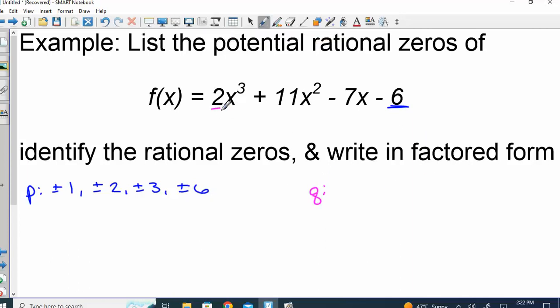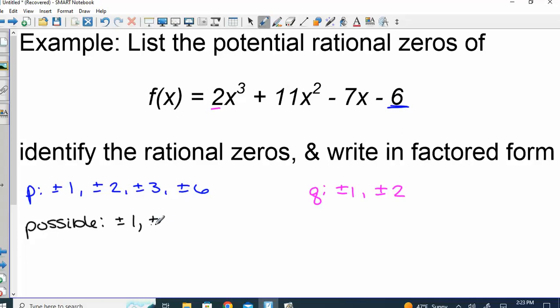Q comes from the leading coefficient. So if I have a 2, what is everything that evenly divides 2? And again, to get a positive 2, we could have positive 1, positive 2, or negative 1, negative 2. So they still get the plus and minus. Now, to get my possible zeros, we do p divided by q. And because we have every combination of positive and negative, we will continue to put the plus and minus on everything. So 1 divided by 1 is 1.